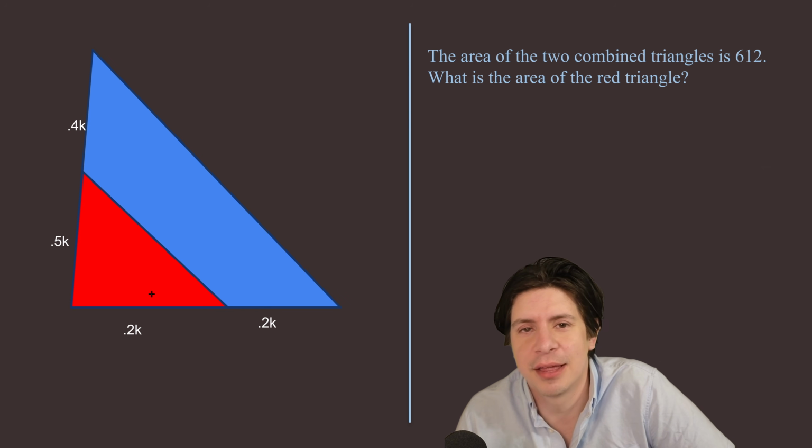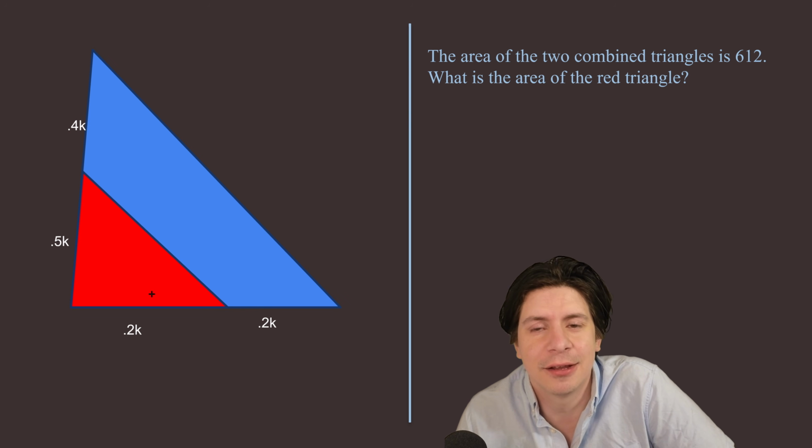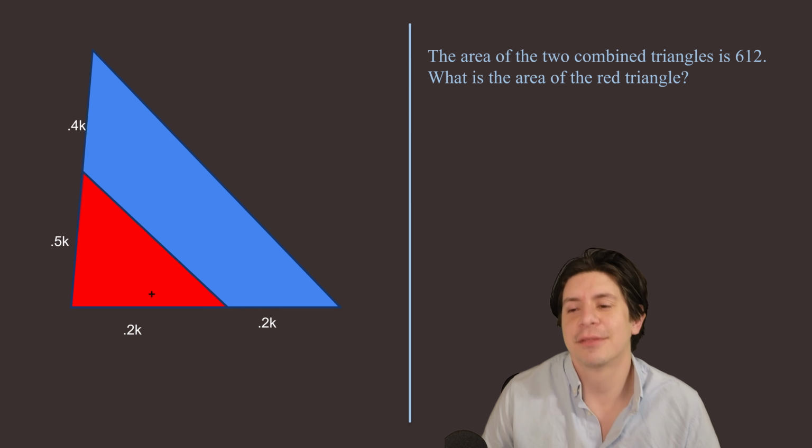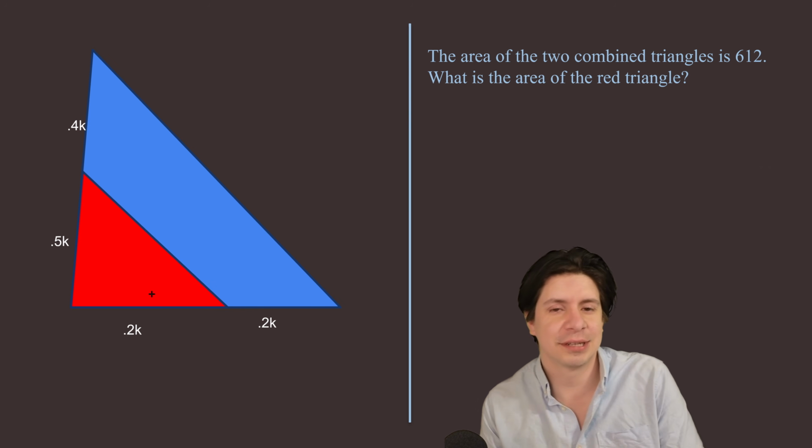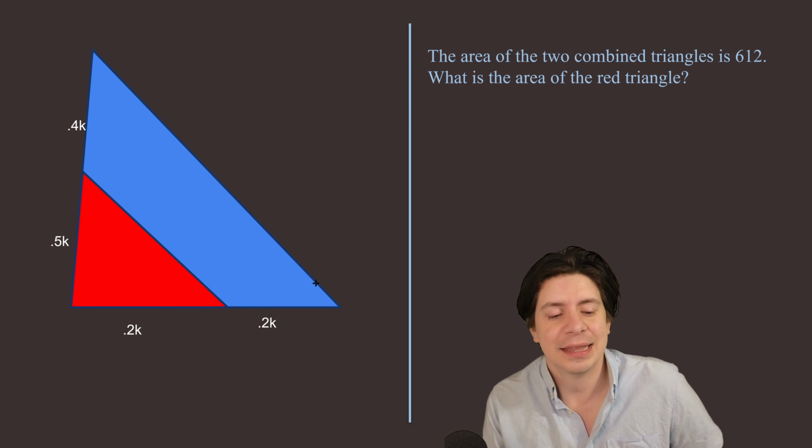You see this question on a math test. Your geometry grade is riding on it. Can you solve it? The area of the two combined triangles is 612. What is the area of the red triangle? I've done a question like this before where one side was different. This time two sides are.